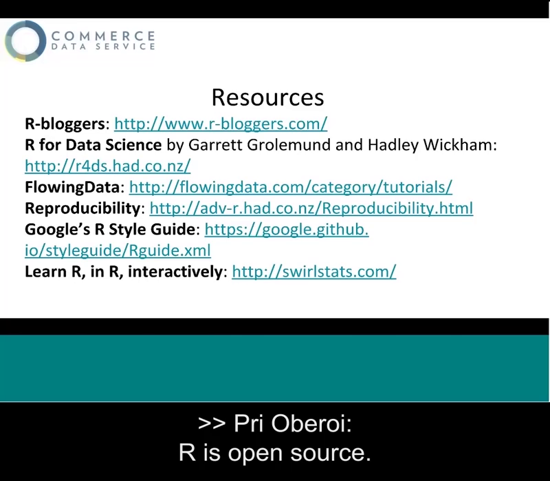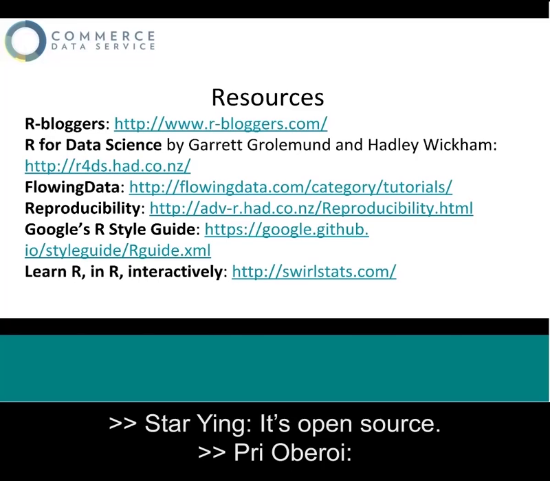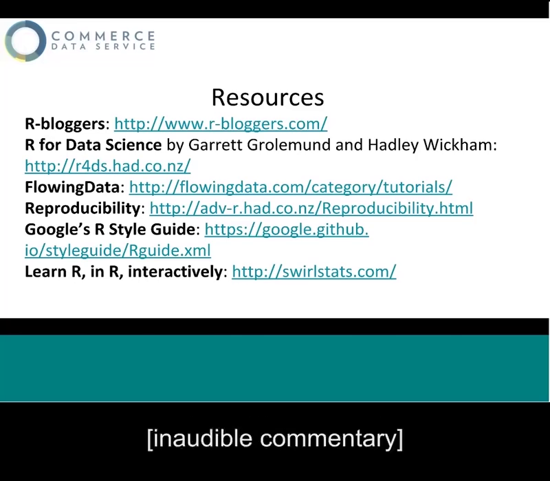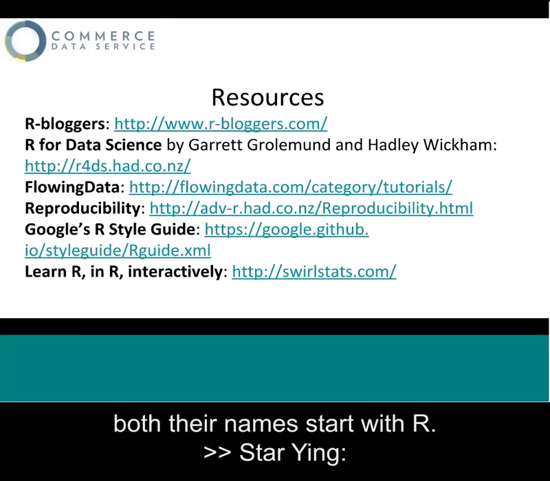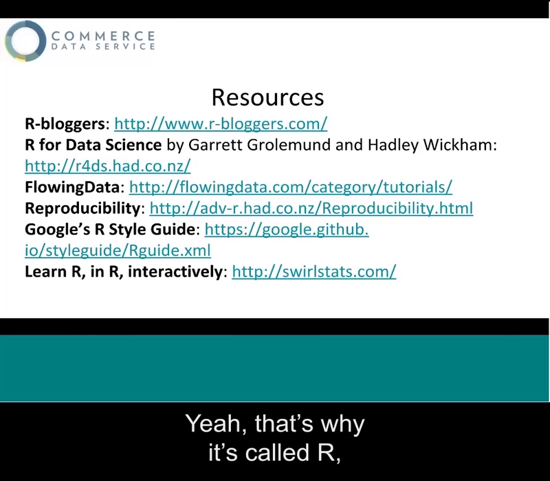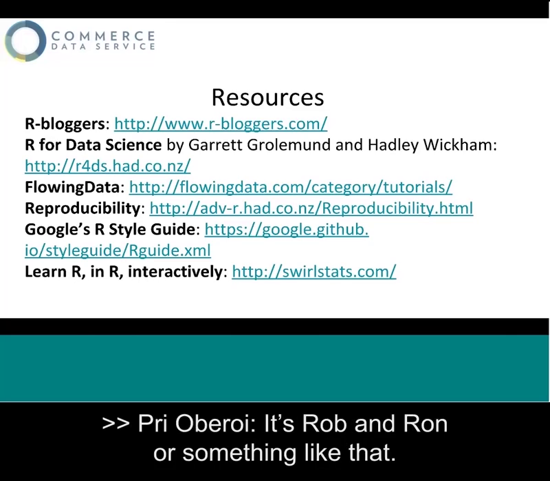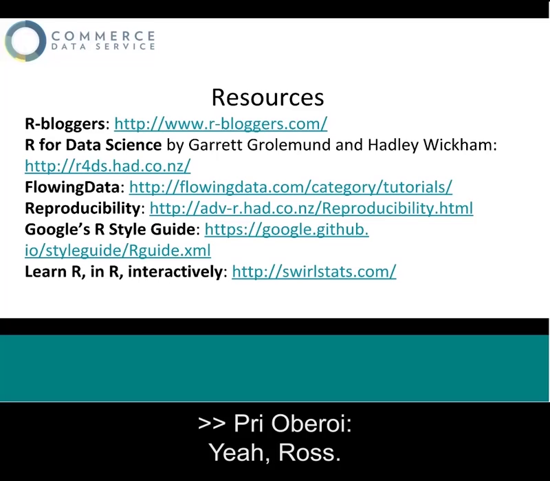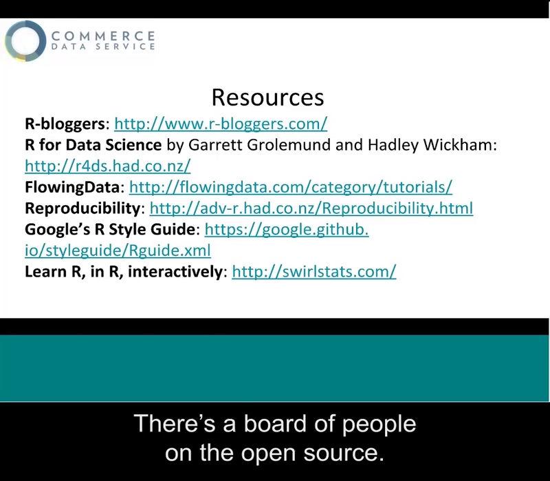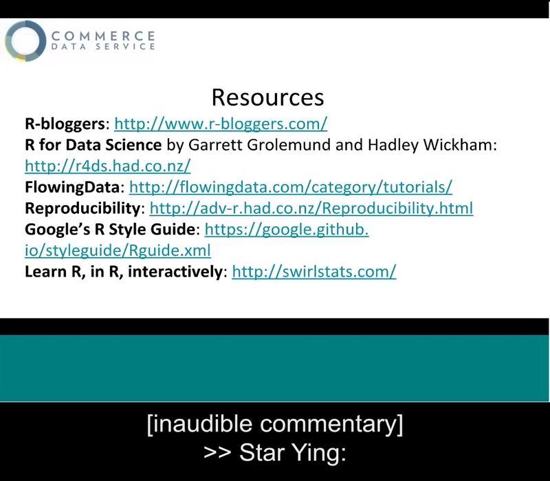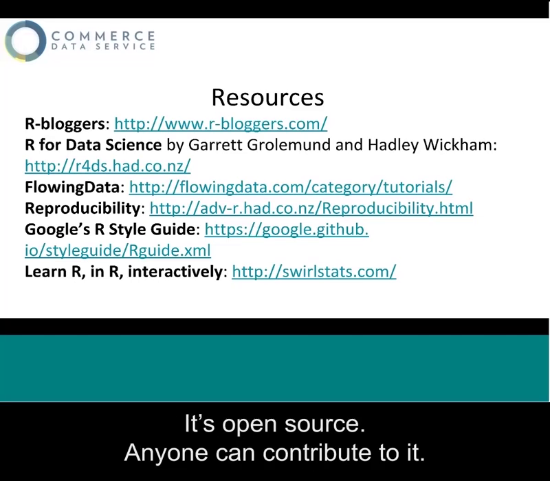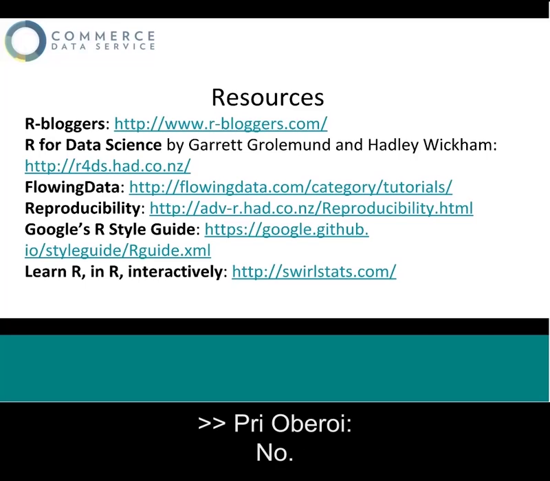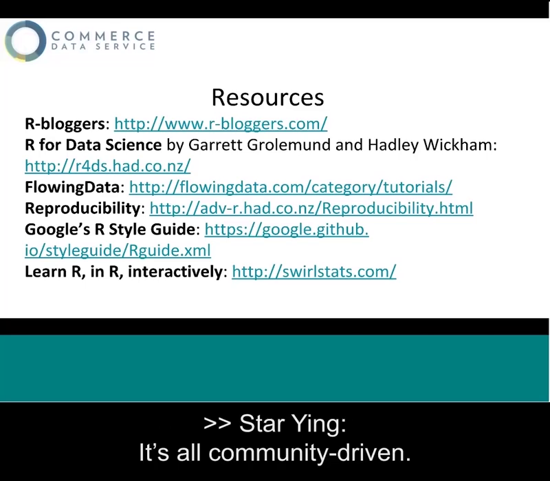R is open source. You mean within the Department of Commerce, or? So the two original developers, both their names start with R. That's why it's called R. So Rob and Ron or something. Yeah, I think Ross something. Ross is one of them. He's on a board. There's a board of people on the open source. There is no office. It is not private. It's open source. Anyone can contribute to it. No, it's all community driven.